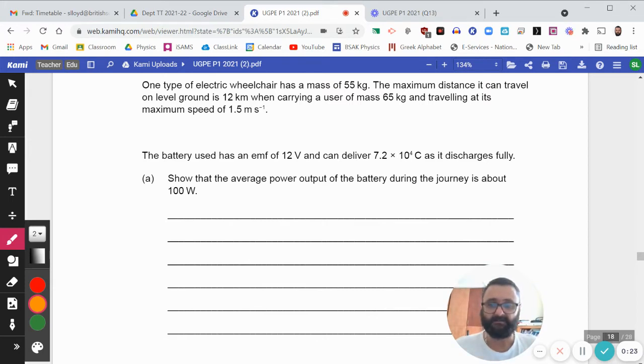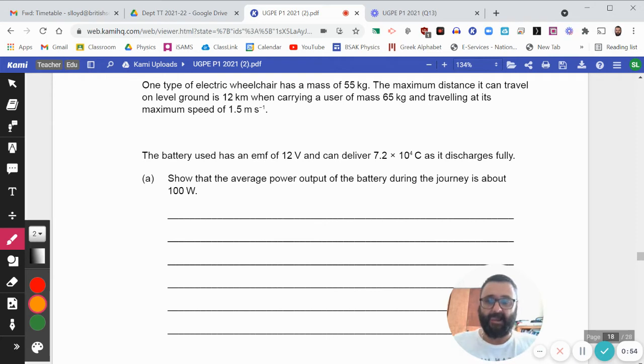Right, battery. This is immediately mixing up electricity and mechanics, so be ready for that, and don't panic whatever you do when you see this. We've got an EMF of 12. It doesn't mention internal resistance, so we can just assume that's the supply voltage. It's going to discharge fully, discharging that much charge, and the power output is 100 watts.